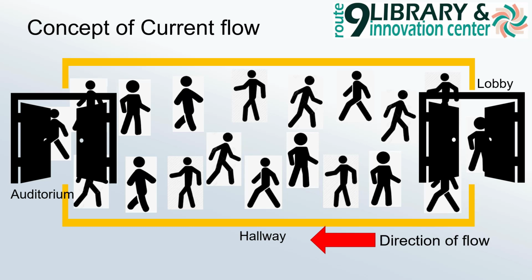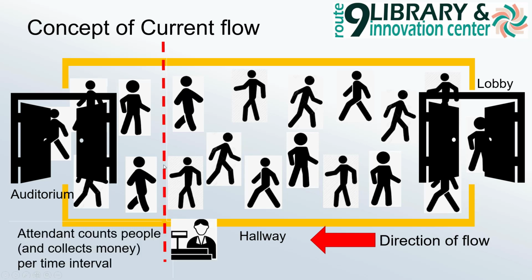The direction of flow in this situation, we're going from right to left. And if you were to set up a boundary here, right through the cross section of the hallway, and let's say you have an attendant here, and they're going to count the number of people per time interval, let's say per second. So he's got a little clicker there, and he's counting the number of people that pass through this part in time.